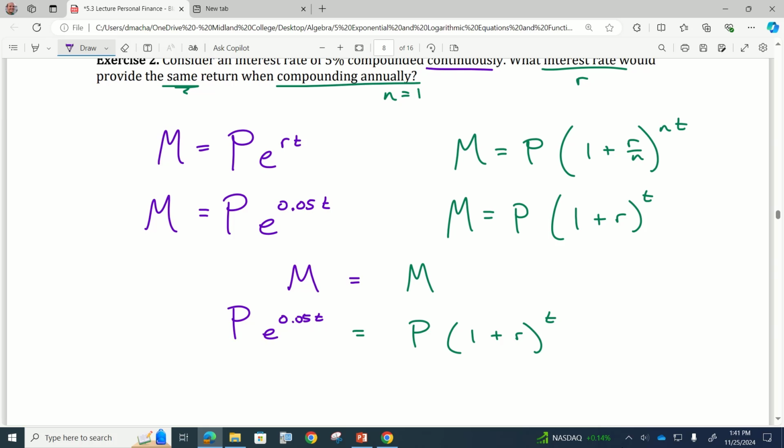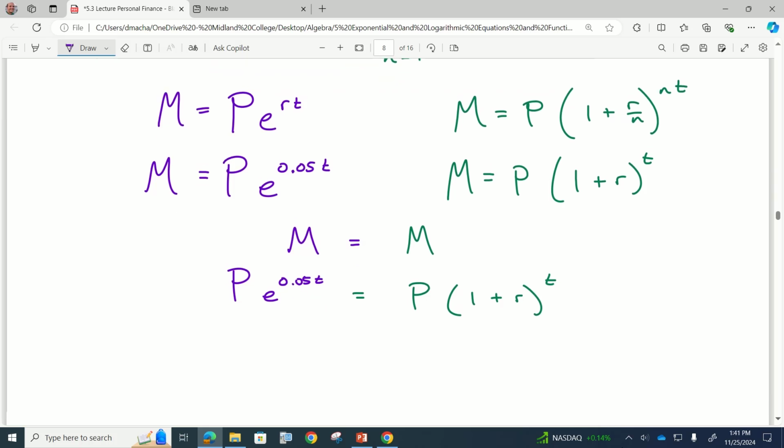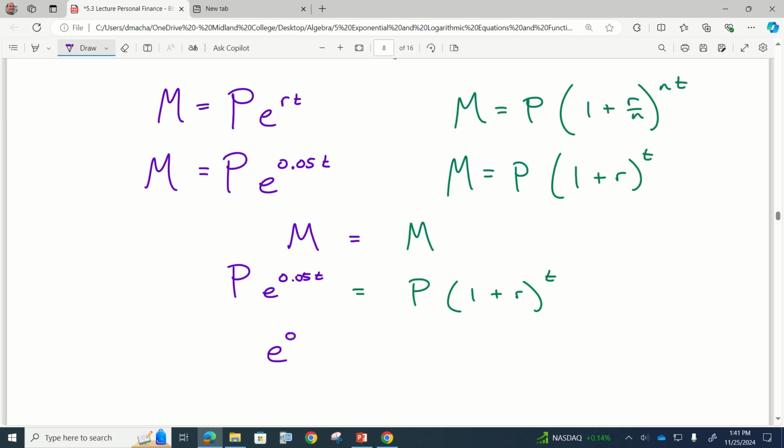If I want to solve for r, I could divide by p. So let's divide both sides by p. And then I'm going to do something a little bit special to the left side of the equation. And that is one of my properties of exponents. There's a property of exponents that I called the power rule on your little handout. And it says if I've got e raised to some power, parentheses, raised to another power, I could just multiply the two numbers and then I would get 0.05t.